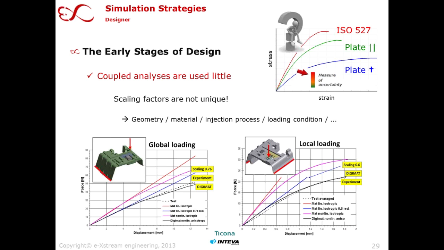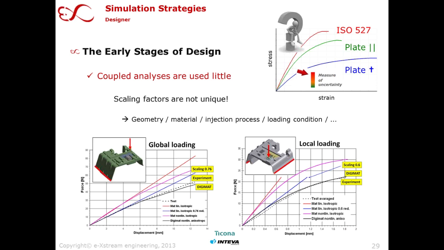We see on this slide the example for a global load and a local load for the same part, same processing, same material. And we see that the experiment is reproduced in the blue curves on the left side with a scaling factor of 0.76, whereas on the right side for the local loading, you need a scaling factor of 0.6 to reproduce your experimental curve. So it's really a vast difference in the scaling factor, and by no means is this a unique one. So you don't know basically which one to use.